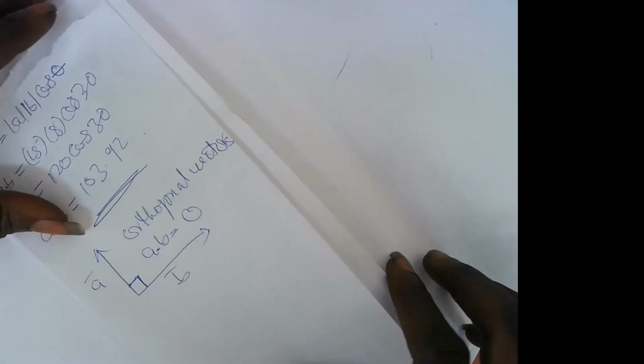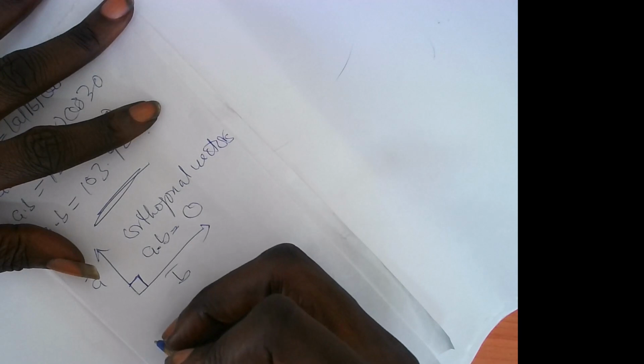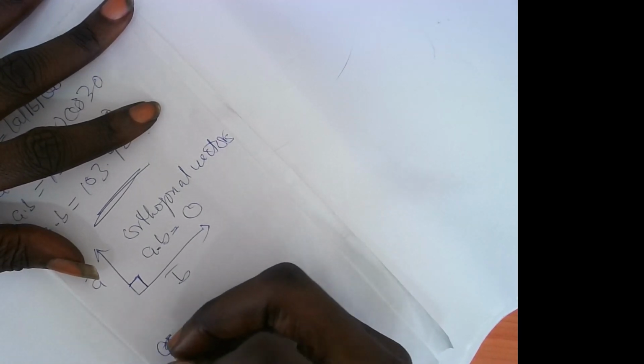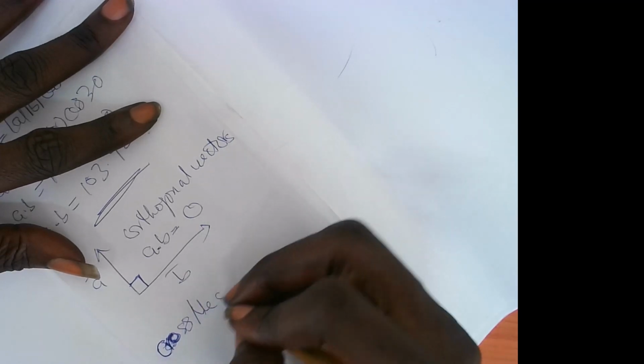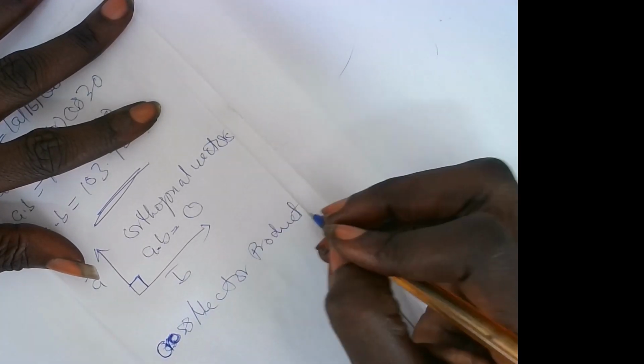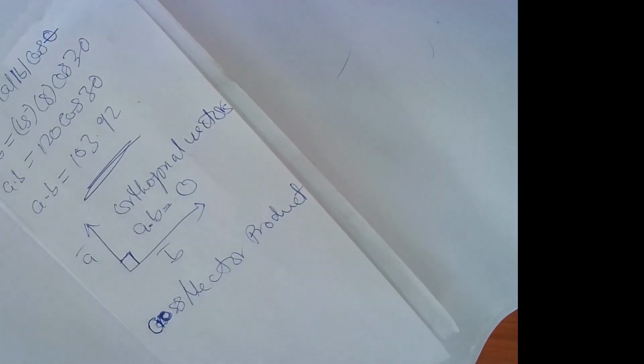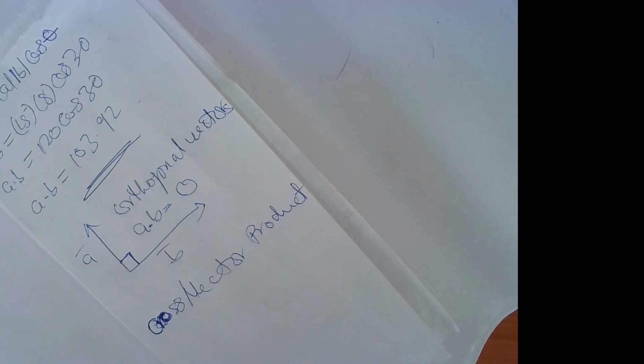Okay, so now let's talk about what is called the cross product of vectors. We call it the cross or vector product. We call it the vector product because, unlike the scalar product, which gives you only the magnitude, this one gives you the direction. So the name vector. So cross or vector product. Let's consider two vectors.